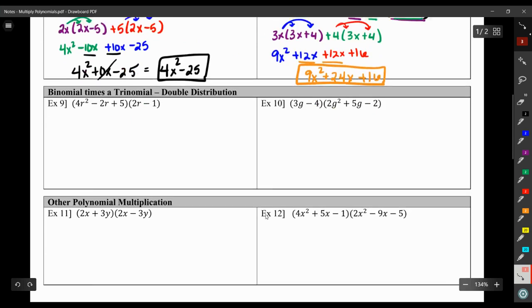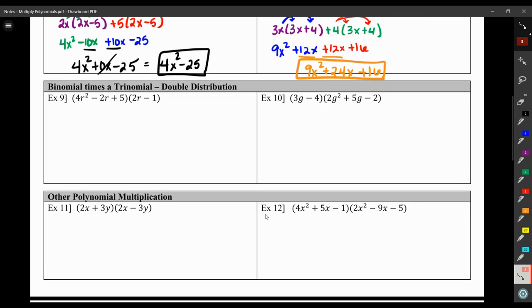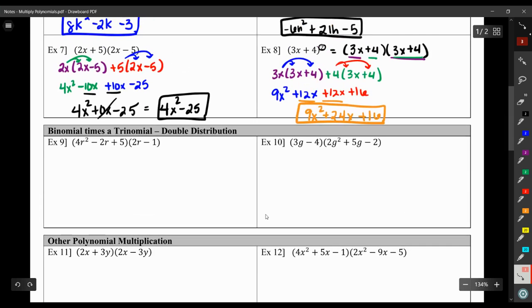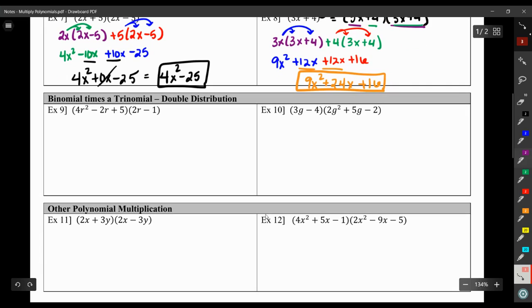Now let's talk about what it looks like if you have a binomial times a trinomial. So 2 terms times 3 terms. You can do this a couple ways. You can either think of this as double or triple distribution, or you can break it apart like we did up here at the top. So I'll do it both ways.